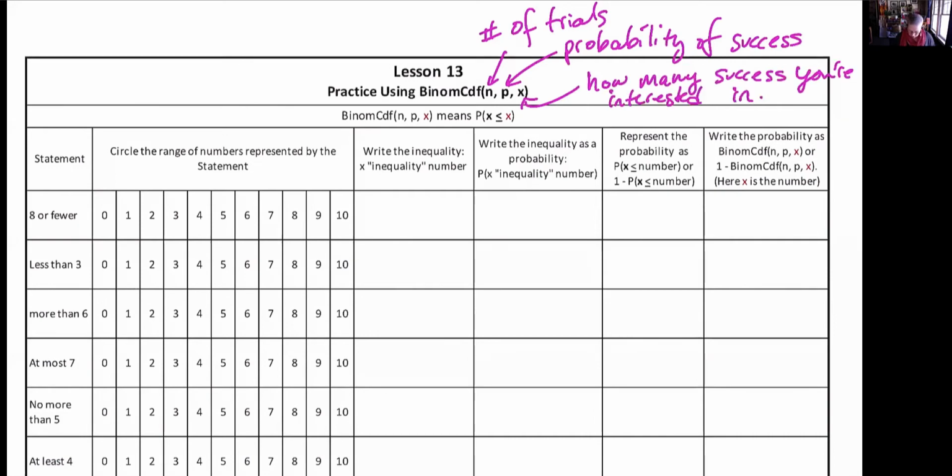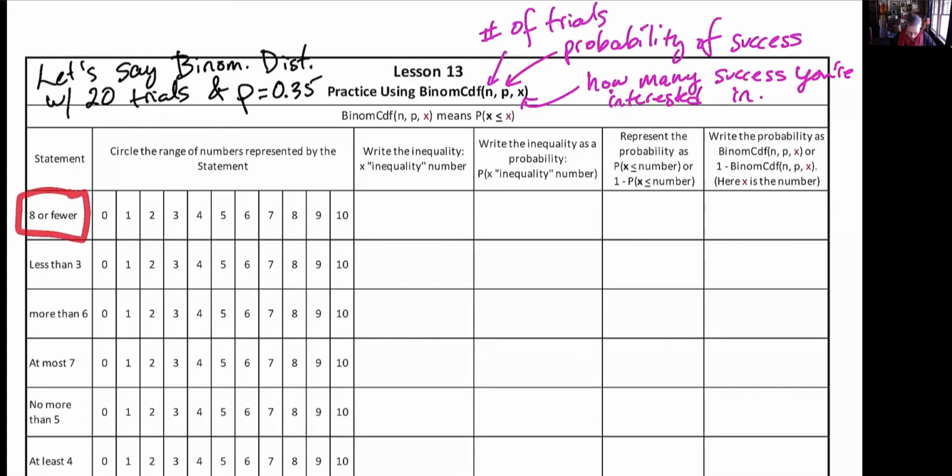So I've got a couple of examples of statements that would be within a problem, like find the probability of 8 or fewer of something. Let's say, for the sake of clarity, we have a binomial probability distribution with 20 trials, and P, the probability of success, is 0.35. I'm asked to find the probability of 8 or fewer.